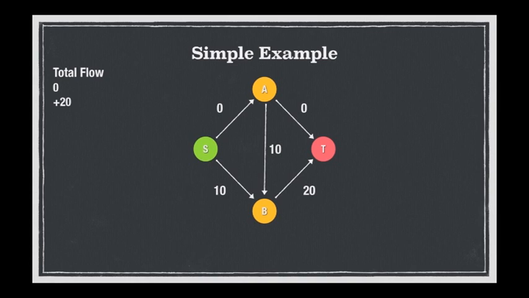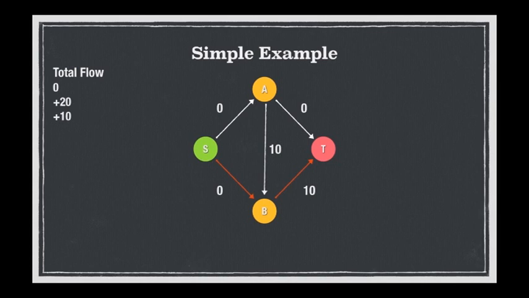On the next step, the algorithm will now attempt to find the next shortest path, which is S to B to T, which has a minimum capacity of 10, due to the edge S to B only having a maximum capacity of 10. We now update the residual graph of our new augmenting path, subtracting 10 from S to B and B to T, and adding 10 to B to S and T to B.